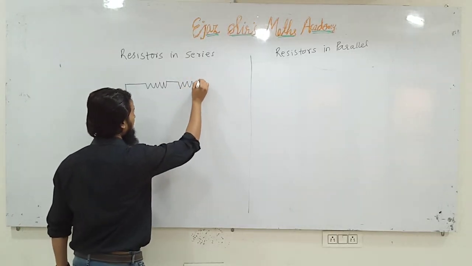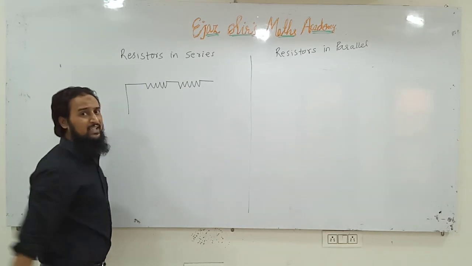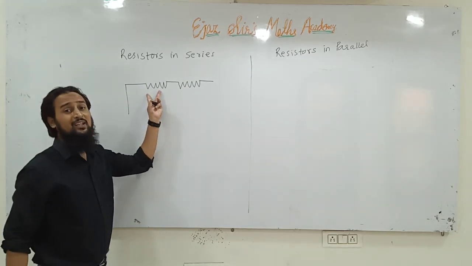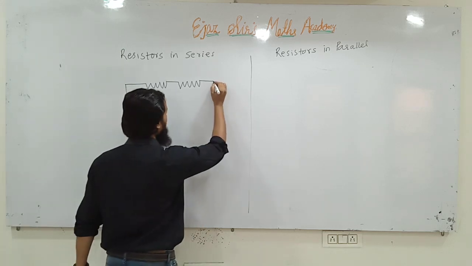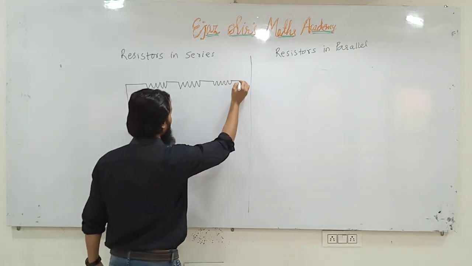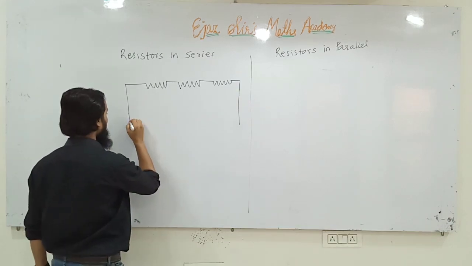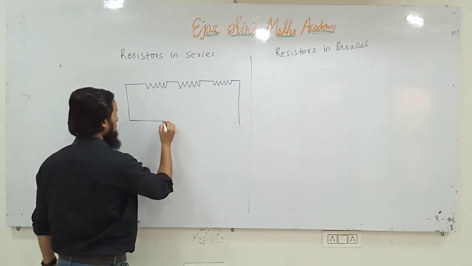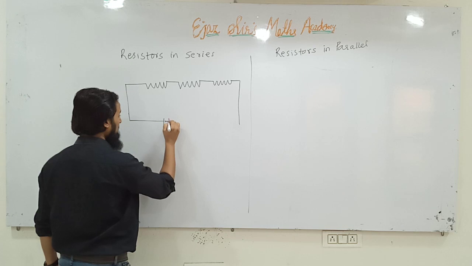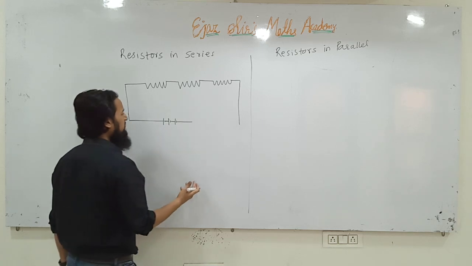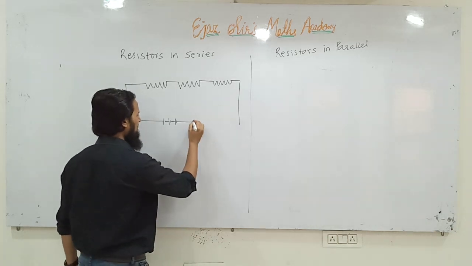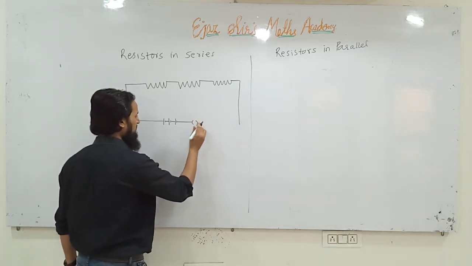Here we have the second resistor. You know this zigzag line is used to show the resistance, opposition to the flow of electrons. And here we have the third resistance. This is a battery having 3 cells. We can take 2 cells, we can take 1 cell, we can take 4 cells. It's our sweet will. This is the switch.